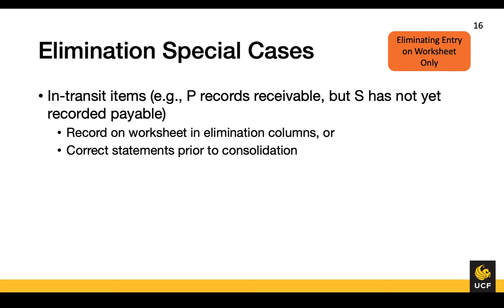Sometimes timing differences in recording result in an intercompany transaction being present on the parent's books, but not the subsidiary's, or vice versa. To remedy this, we would first record the transaction on our worksheet as if we are the entity who has not yet recorded it. And then we can prepare our eliminating entry. In reality, we could also go back to one of the entities and ask them to record the transaction and send us a new general ledger. However, in this class, that's not going to be an option.